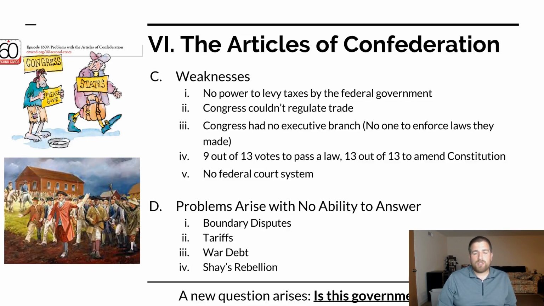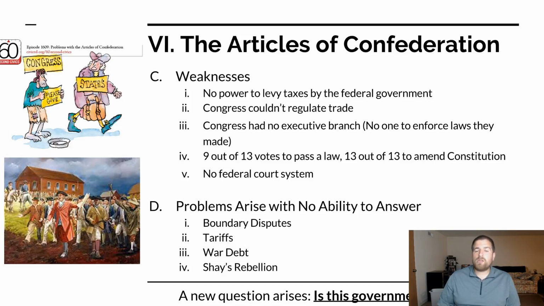Furthermore, Congress could not regulate trade. So that means trade is not uniform throughout the states. If I am the country of Spain and I go to trade with Virginia, the standards and the laws that come with trading with Virginia are going to be completely different from the standards of trading with the state of Massachusetts. So that's another issue, is it's going to complicate trade with other countries.